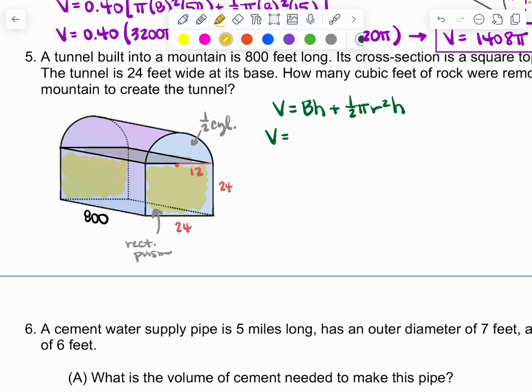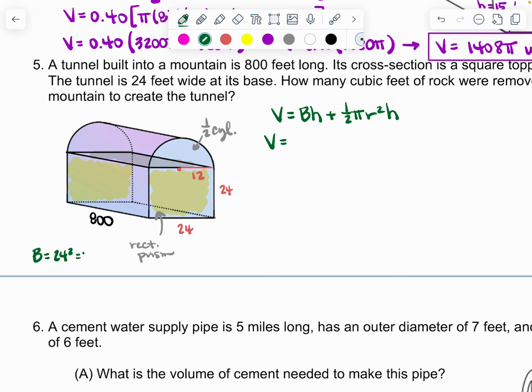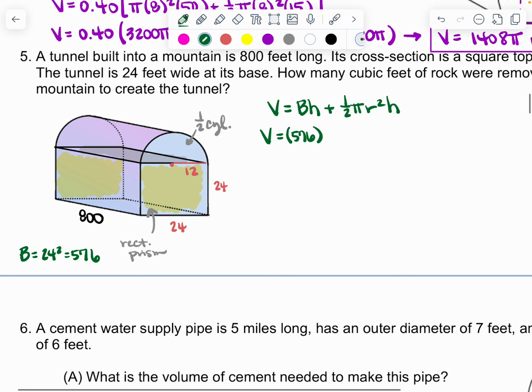That way the height of my prism is the same as the height of my cylinder, and I don't get those two things confused. You can have the top and the bottom be the bases, and the 24 is the height of your prism. It doesn't matter. You'll get the same answer either way. So the capital B in this case is going to be 24 squared, and 24 squared gives us 576. So that's the capital B. That's my little side equation over there. So 576.